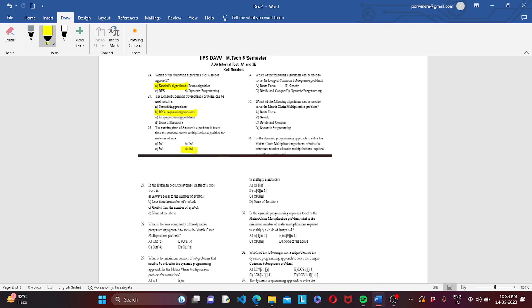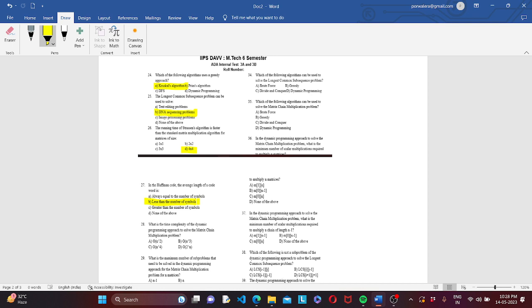Now question number 27, in the Huffman code, the average length of a code word should be less than the number of symbols. Suppose we have 20 symbols, then the average length of the code should be less than that. It can be any number; it depends on the code itself.